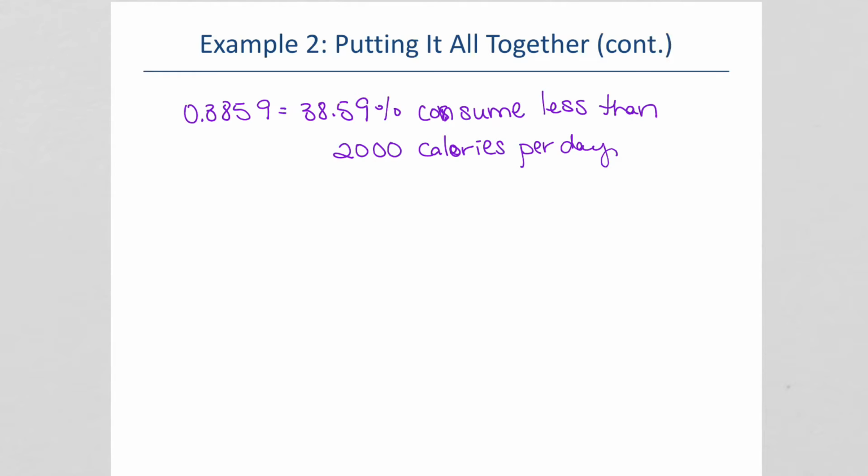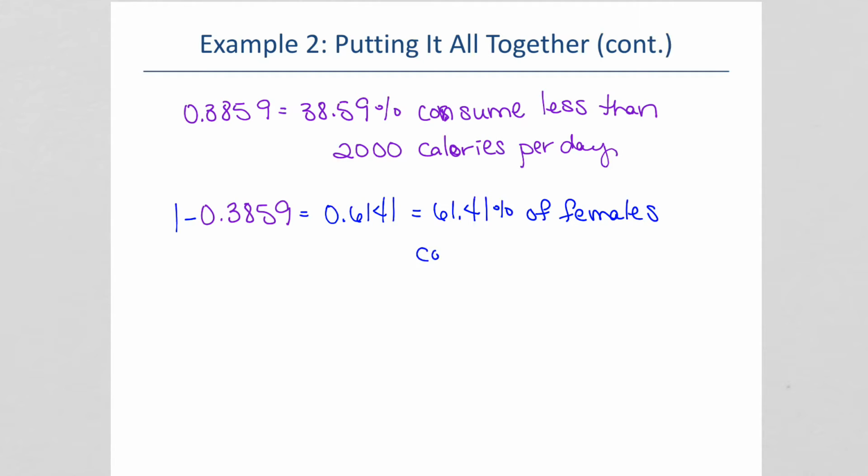So what we've found is how many consumed less than. The problem asks us to find the percentage that consume more than 2,000 calories per day. So all we got to do to find the more than is subtract 0.3859 from 1. That gives 0.6141, or 61.4% of females consume more than 2,000 calories per day.